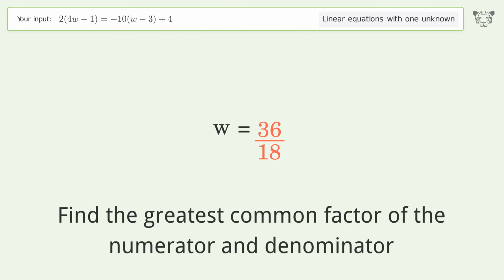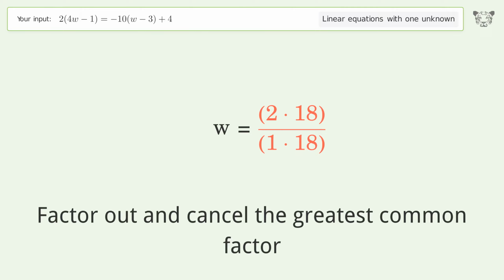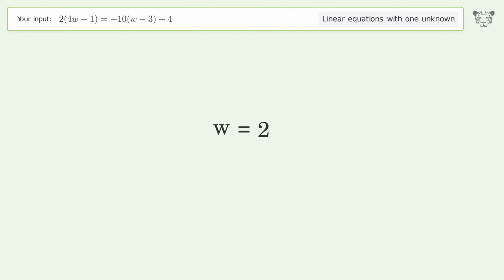Find the greatest common factor of the numerator and denominator. Factor out and cancel the greatest common factor. And so the final result is w equals 2.